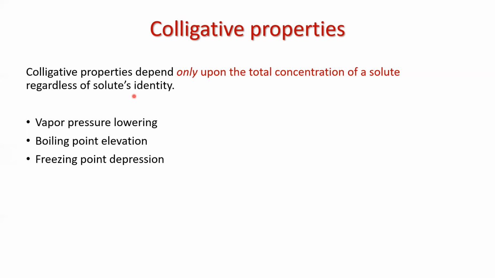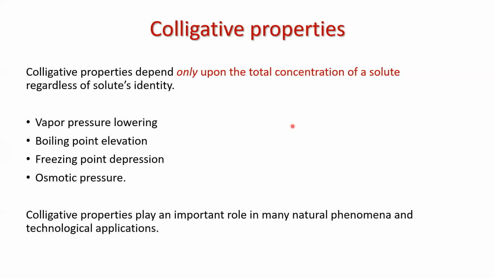If we add a solute to a solvent, it lowers the vapor pressure. If we add a solute to a solvent, it raises the boiling point. And if we add a solute to a solvent, it lowers the freezing point. Oh, there's another one, sorry. Osmotic pressure is also a colligative property. They depend on the concentration of the solute, but the identity of the solute is insignificant. It doesn't matter what it is, it just matters how much there is. We're going to spend some time looking at concentrations first, and then we're going to apply them to those colligative properties. Colligative properties play important roles in lots of different things, whether naturally or in lab applications.